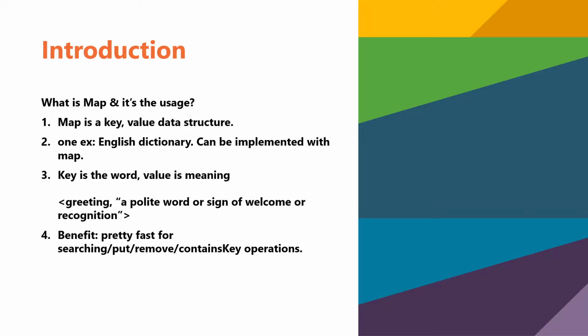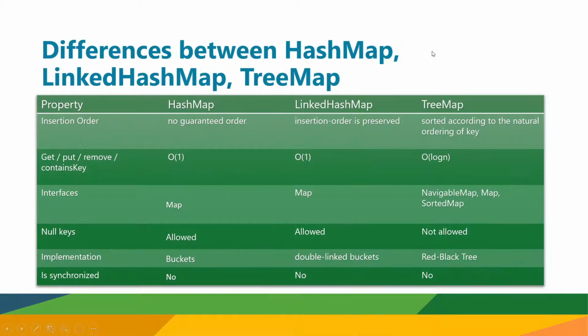So we'll go to the next slide. Here is the actual answer for the question. What is the difference between HashMap, LinkedHashMap, and TreeMap? This is the table that we must remember. The first column is the properties, and the second, third and fourth columns explain the differences.